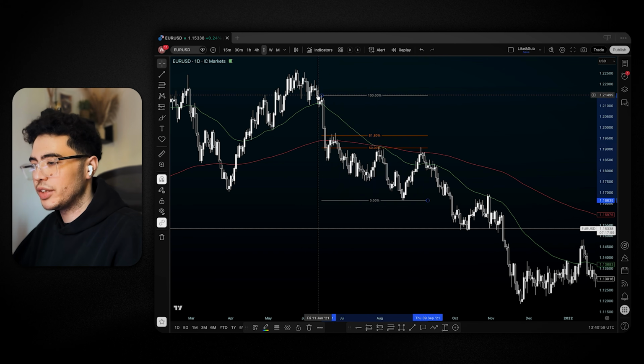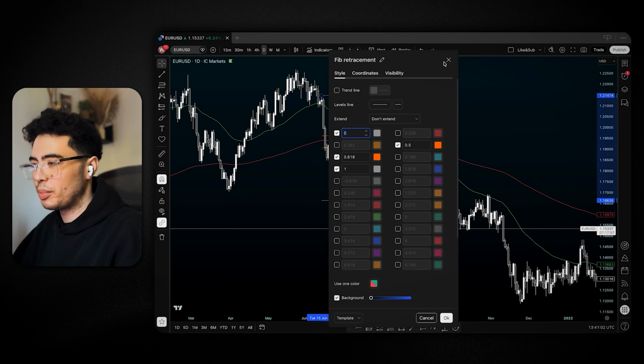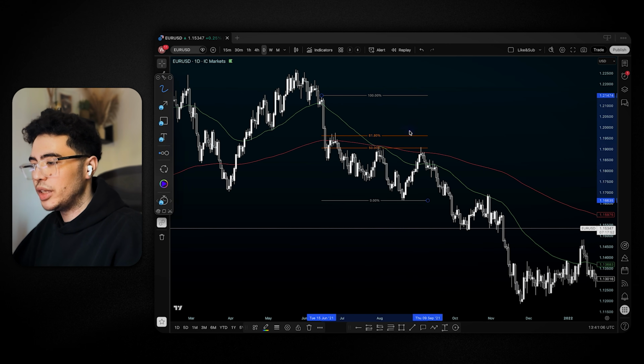So I have very specific settings on my fib, which are right here. Feel free to copy them. I use 0, 0.5, 0.618, and 1. That gives me this really simple zone. And this is what we look for.